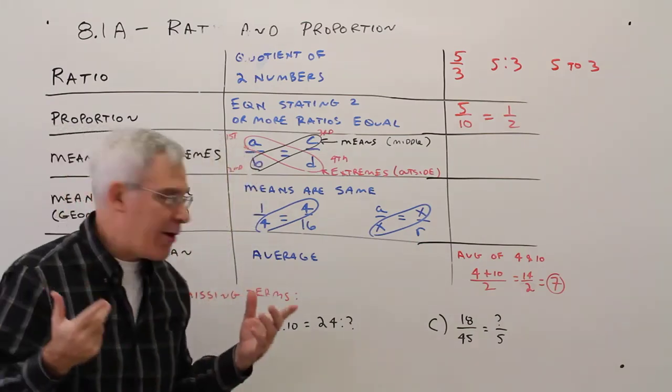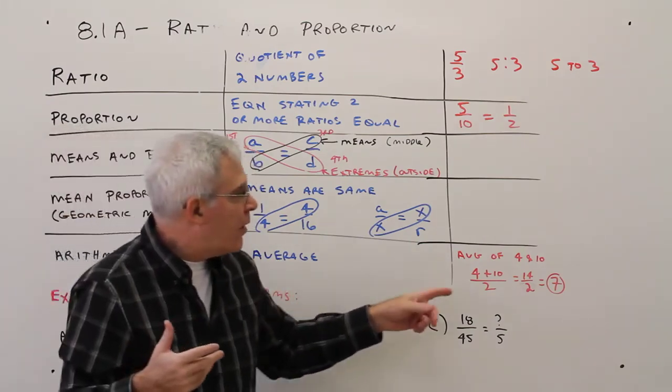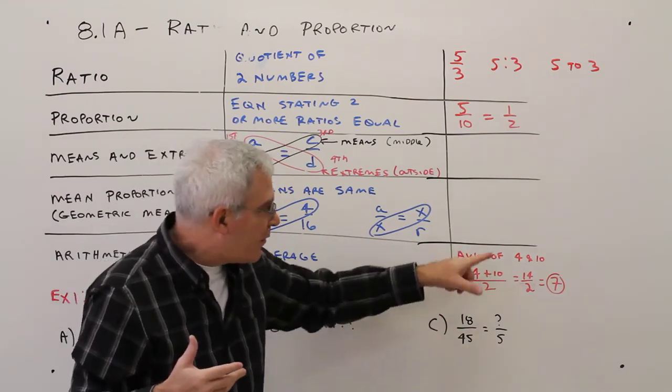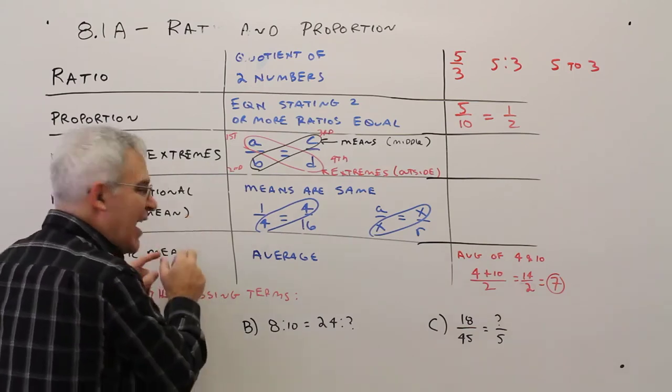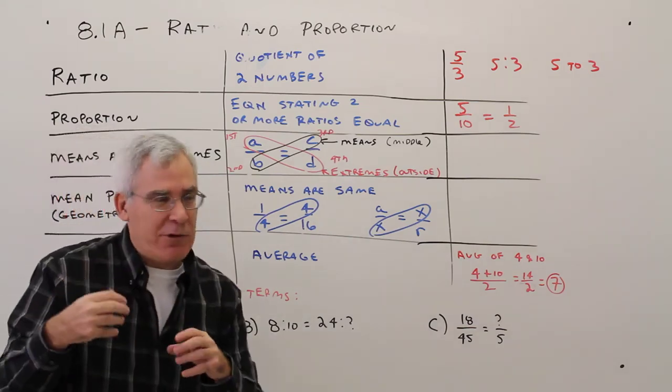Arithmetic mean, everybody knows that, average. So the average of 4 and 10 is 4 plus 10 over 2, 14 over 2, which equals 7. So there's going to be geometric mean versus arithmetic mean. You'll have to know the difference.